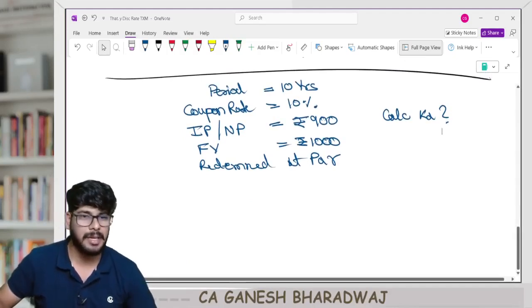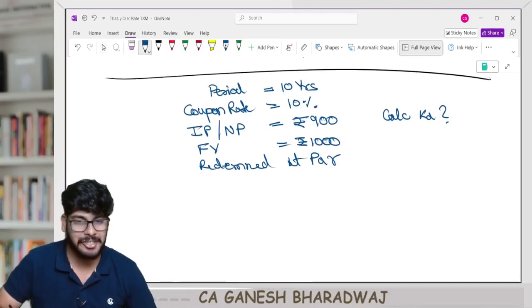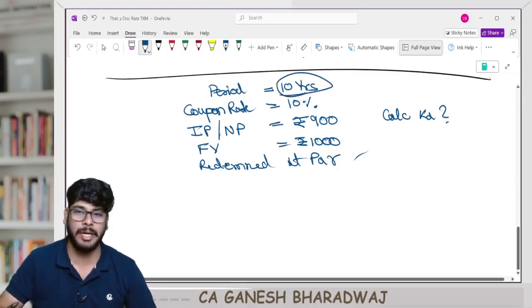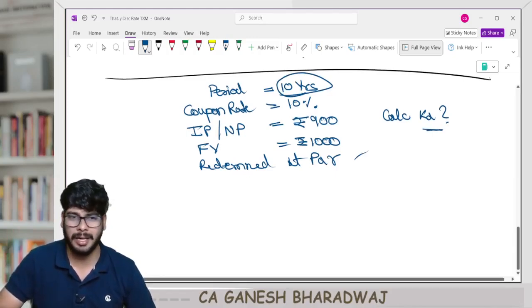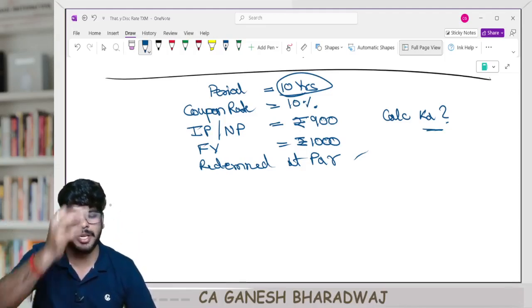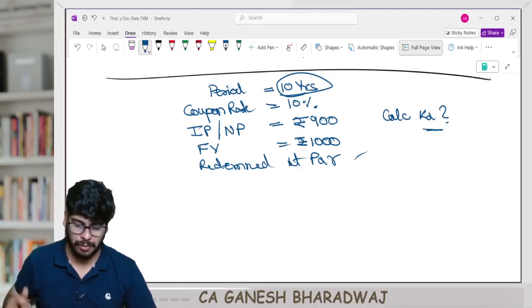First thing, in this case, it is a case of debenture, right? And you have a finite life, which means it is redeemable at par. Now, I need to calculate the rate of return. Basically, I need to compute the IRR. First thing, frame the cash flow equation. It is the most important thing. Frame the cash flow equation.